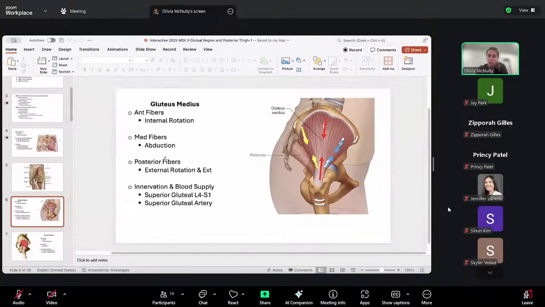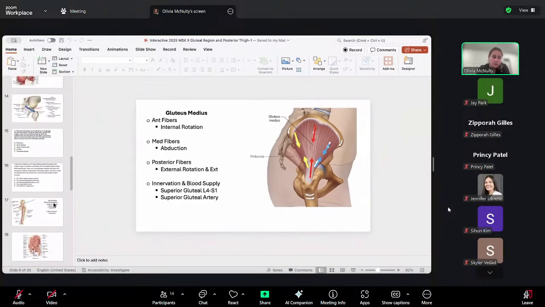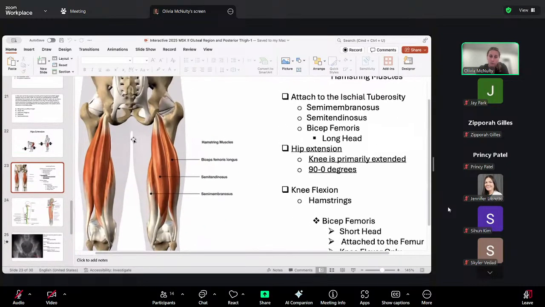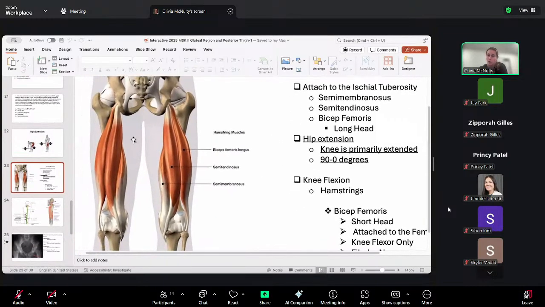And so we did gluteus medius. Let me find the other. So then when we think about our posterior compartment, that's what we call those hamstring muscles or our flexors. But in order to be a hamstring, it needs two things. One is to be innervated by that tibial nerve. And then the other is that it has to attach to the ischial tuberosity, which is this area up here.